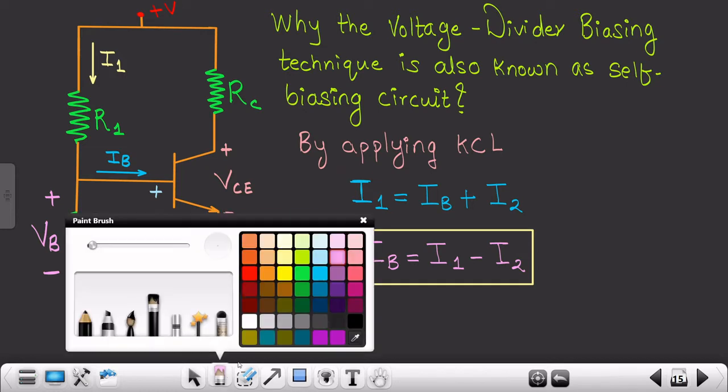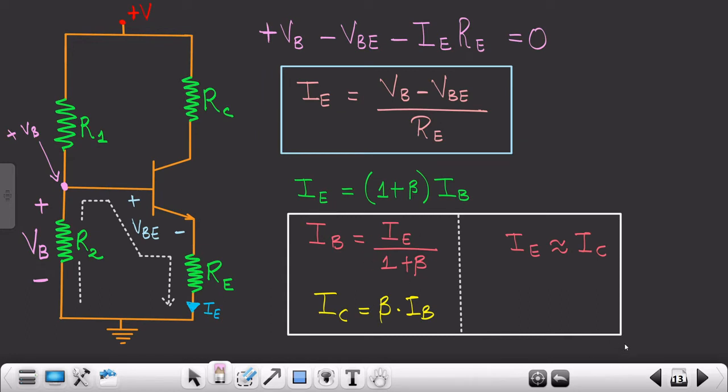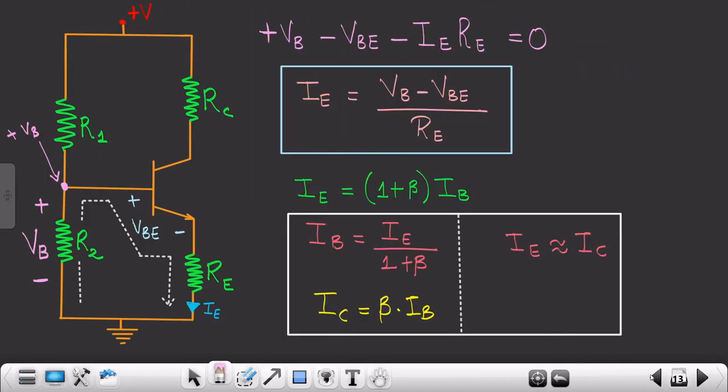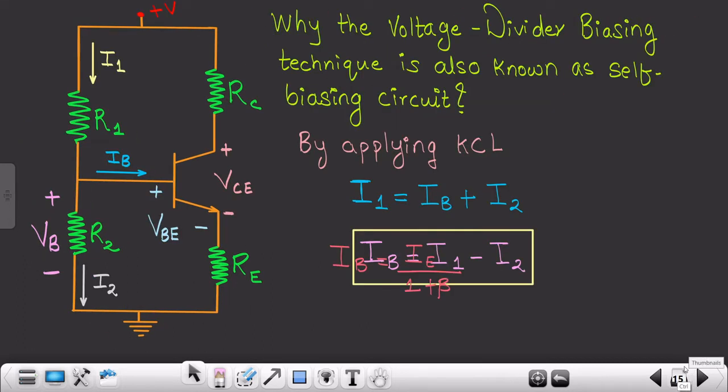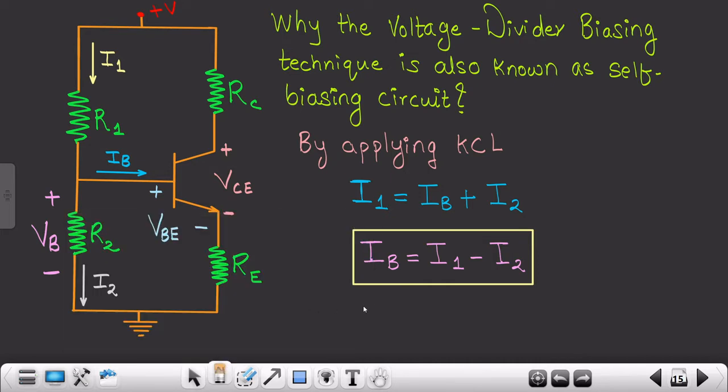This is the most important thing you should remember. We also know, which we had seen in the previous session, that IB is equivalent to IE divided by 1 plus beta. So IB is equivalent to IE divided by 1 plus beta. This is another equation you should remember. Let me highlight this roughly.